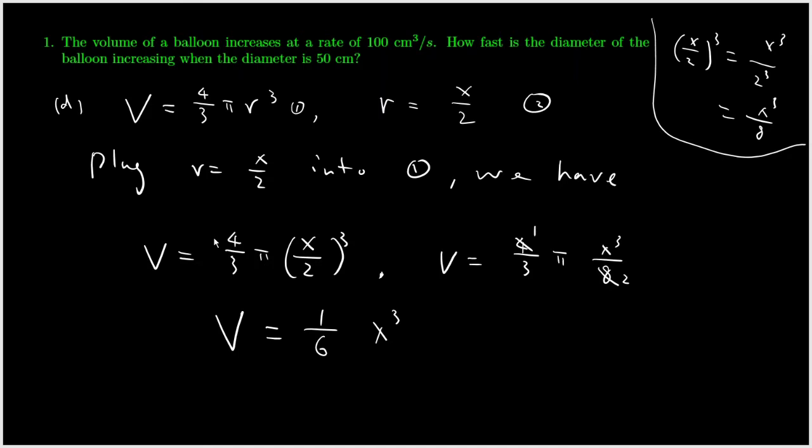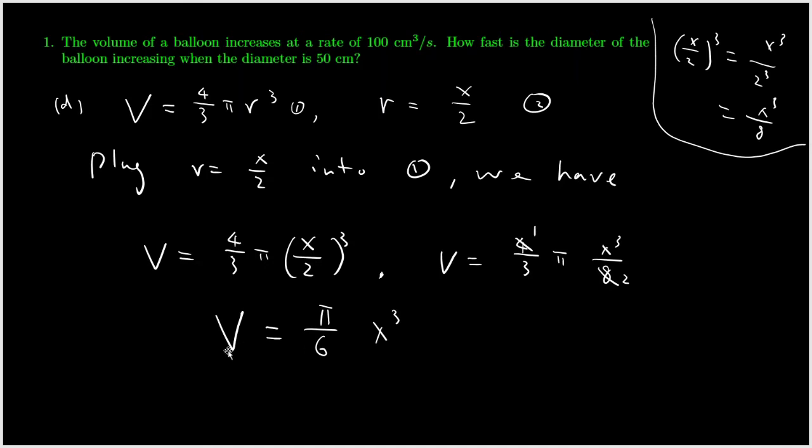I think I got this right. I forgot pi. Sorry, I forgot pi. 1 over 6 pi times x cubed. Again, pi is a constant, 6 is a constant, right? I'm putting all the constants together and the variables all together. That's the final relation I want.